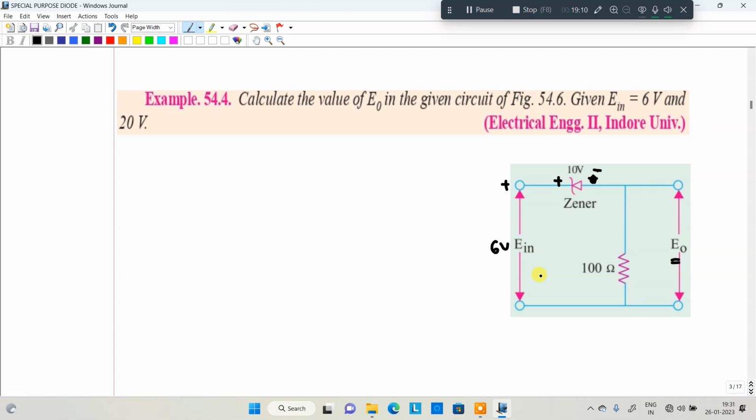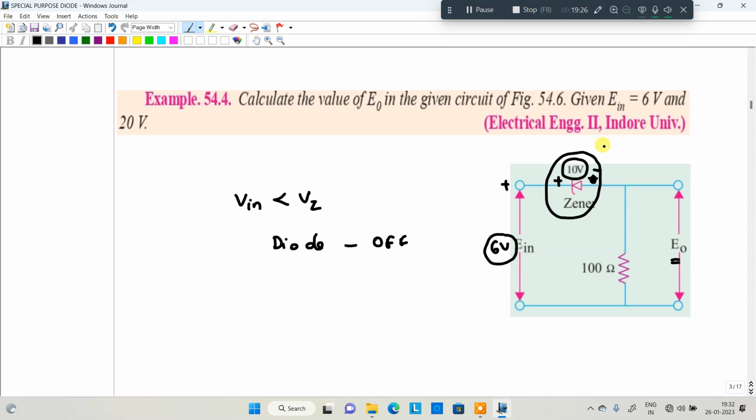That means the Zener diode is reverse bias. But the Zener voltage is 10 volt, and you are applying an input voltage of 6 volt. That means the input voltage is less than the Zener voltage. The diode acts as an off state, open circuited. This particular diode acts as open circuited.